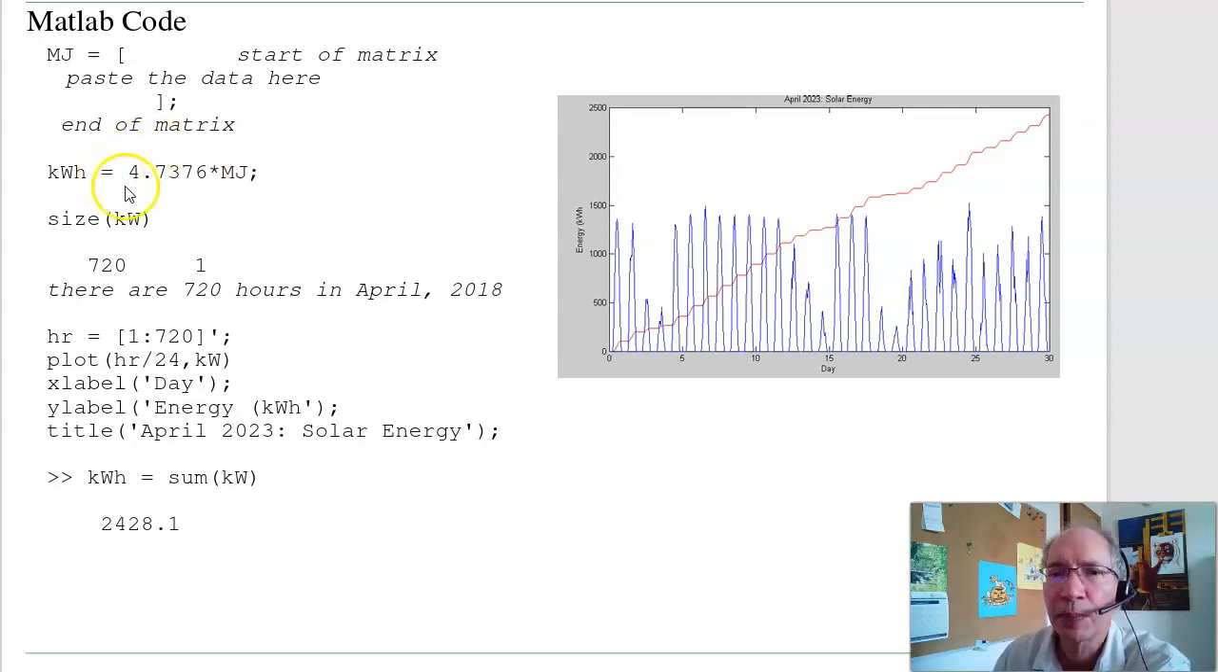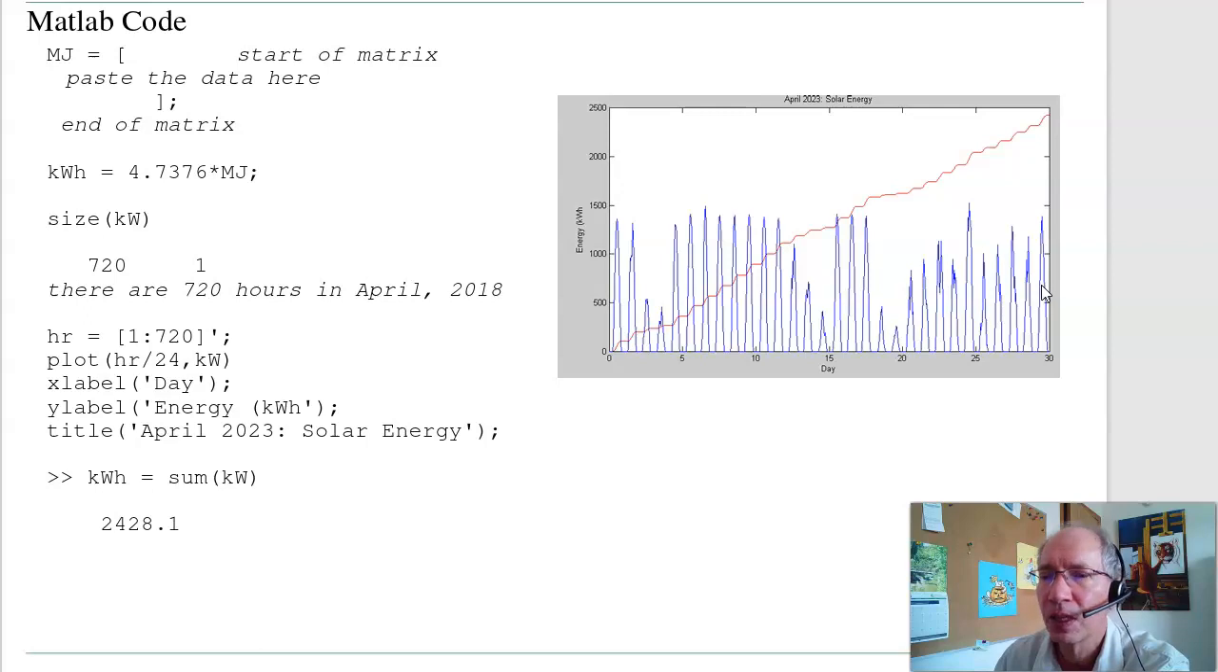Then if I plot it, let's plot kilowatt hours versus hour. I've got 720 data points in my array. Size is a MATLAB command that tells you how large your matrix is. So hours are going to go from 1 to 720. If I plot hours divided by 24, that gives you days versus kilowatts. That's what I get, the blue lines. So this is how many kilowatts I'm producing on an hour-by-hour basis over the month of April 2023.